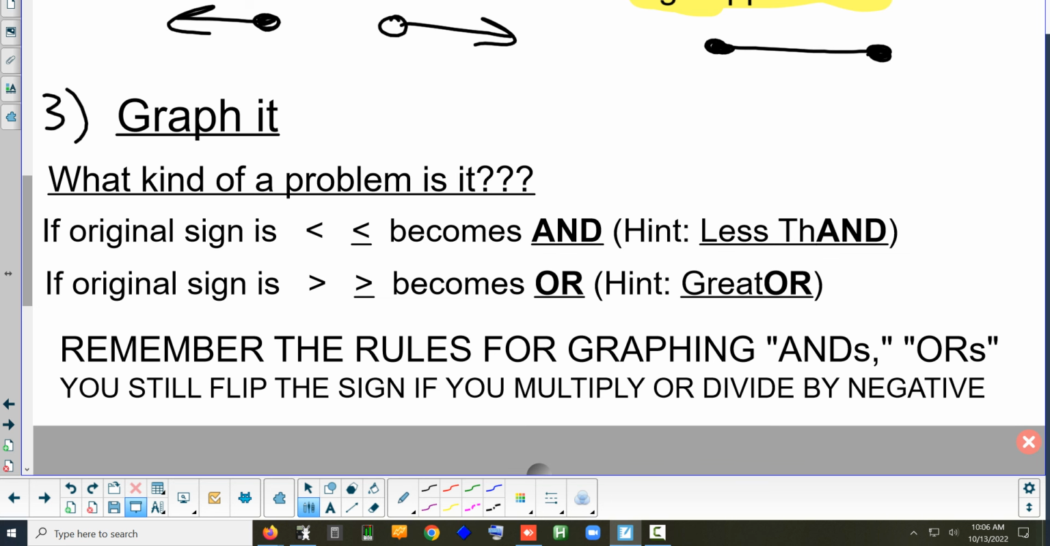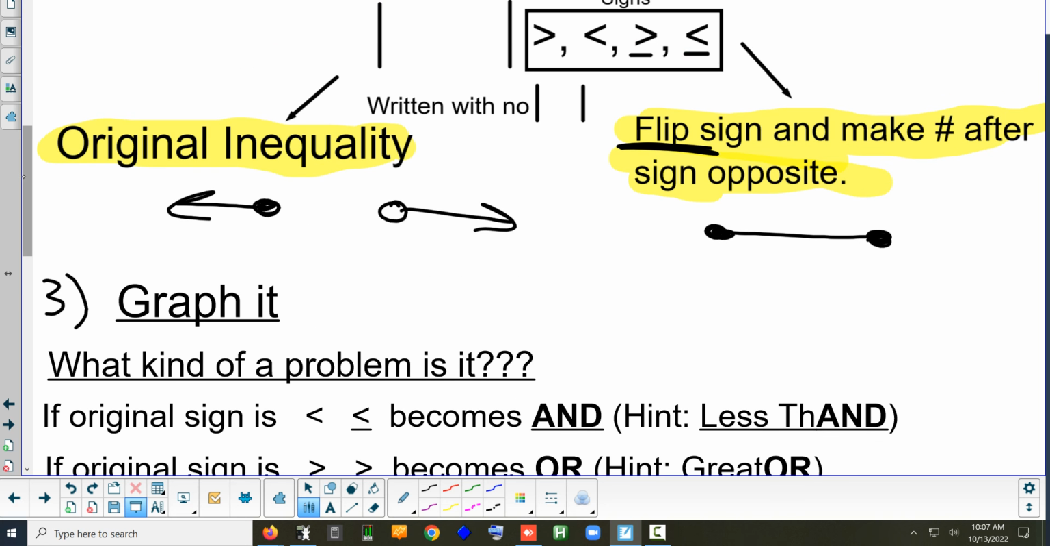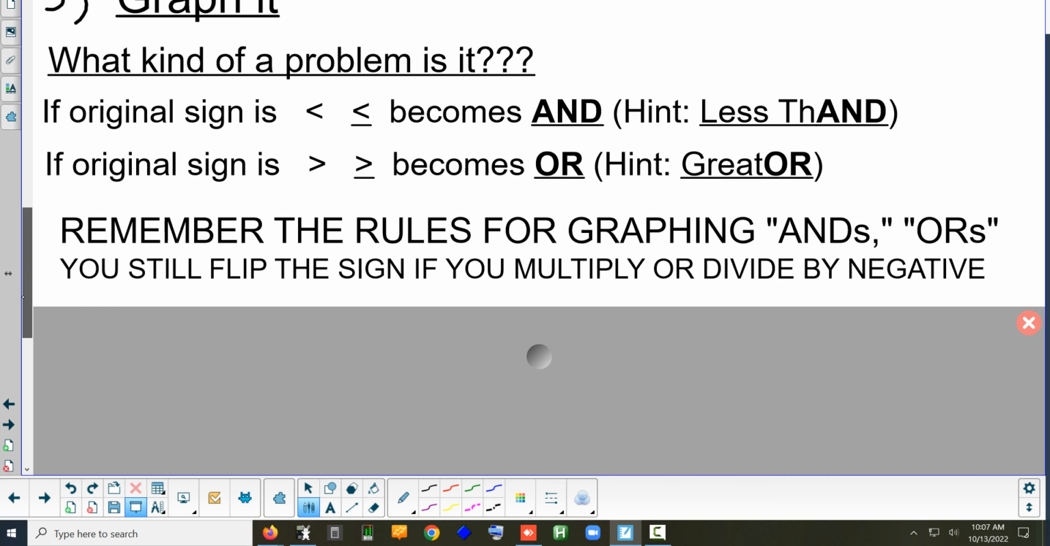Okay, all the rules that we had before still apply. If you multiply or divide by a negative, you still flip the sign. So we might end up flipping the sign a couple times here. You always have to flip it when you split it. That's one time you might flip. Then, if you divide by a negative at any point, you might have to flip it back. So it is possible to flip it more than once.